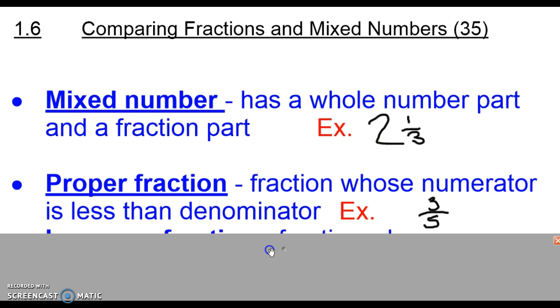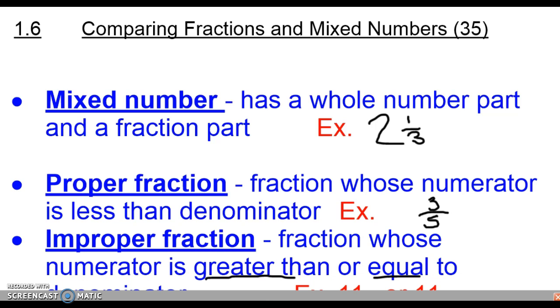A proper fraction is a fraction whose numerator is less than the denominator. So in this example, 3 is my numerator, and 5 is my denominator. 3 is less than 5, therefore it is a proper fraction.